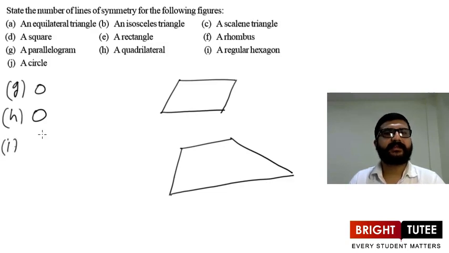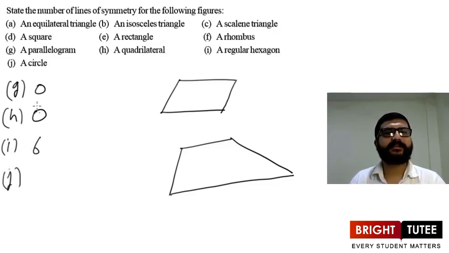And then a regular hexagon. We know a regular n-sided polygon will have n lines of symmetry. So it means a regular hexagon will have 6 lines of symmetry because this is a regular 6-sided polygon.